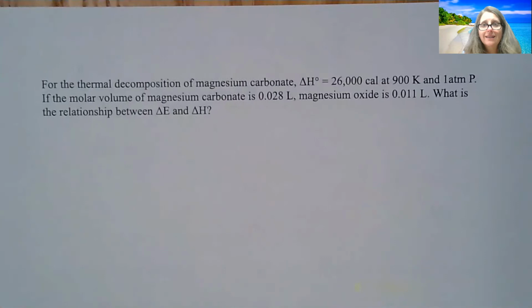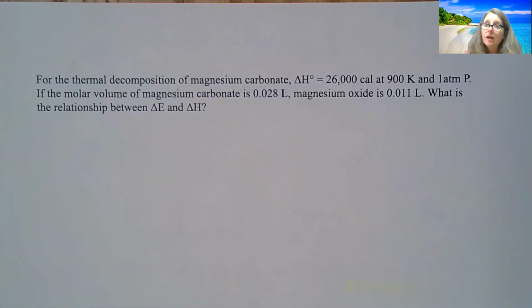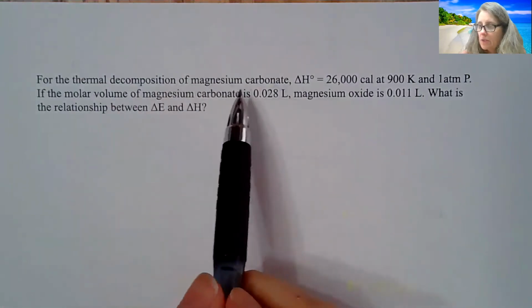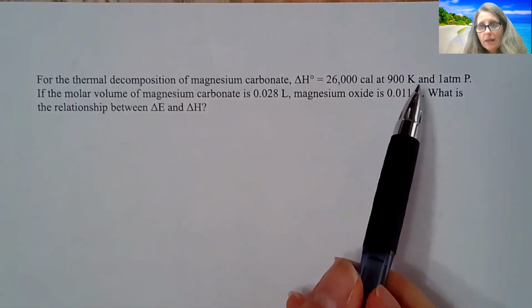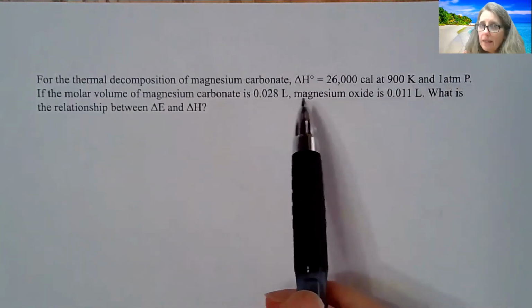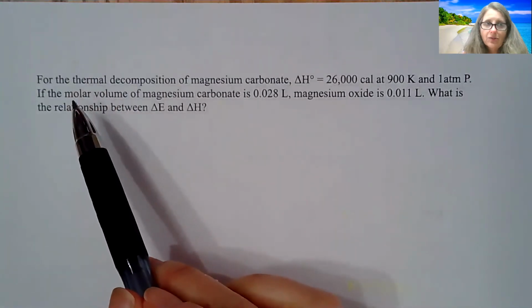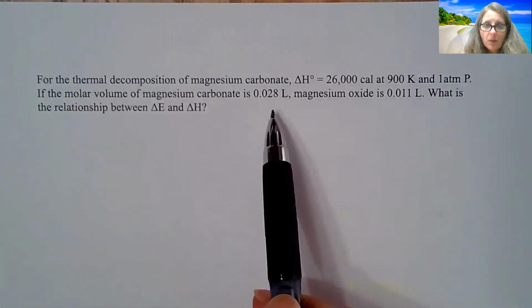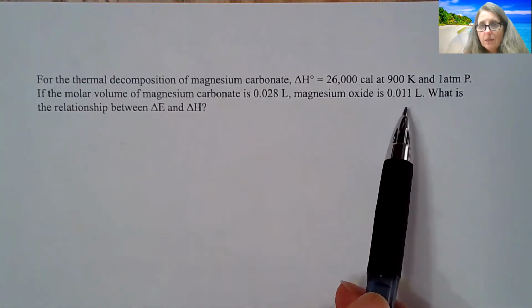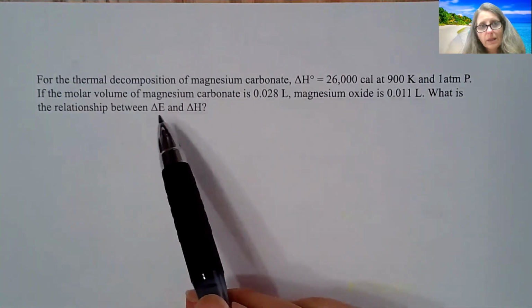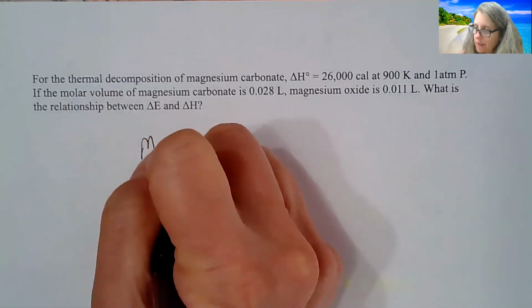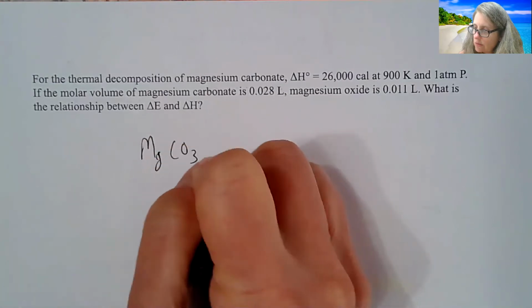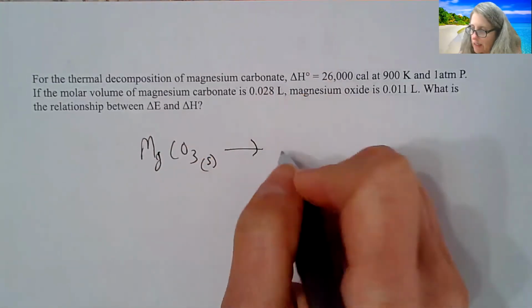But to the second example here, if you do have a production of a gas, then you have to account for that. So I have a thermal decomposition of magnesium carbonate. Here's my delta H at so many Kelvin and 1 atmosphere pressure. Again, if we were doing the math, we need all of this information. Molar volume of magnesium carbonate is 0.028 liters. Magnesium oxide is 0.011 liters. What is the relationship between delta H and delta E? So again, I am not expecting you to know this equation. This is just for note-taking reasons.